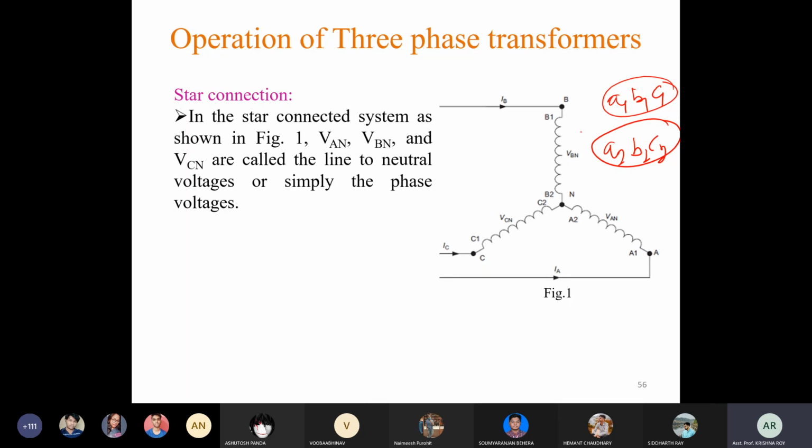Okay, so here this shorting point, that is where we have connected all the 3 1 points or all the 3 2 terminals, that is the neutral point. So from this neutral point to any terminal, that is the phase voltage. So here VAN, VBN, VCN, these are 3 phase voltages.